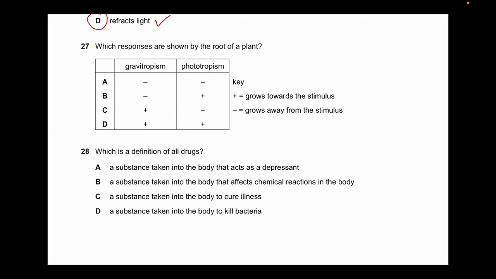Which processes are shown by the root of a plant? Gravitropism. Yes, it shows positive gravitropism. It grows towards the gravity. And phototropism. It shows negative phototropism because it grows away from the stimulus, light. So C is correct.